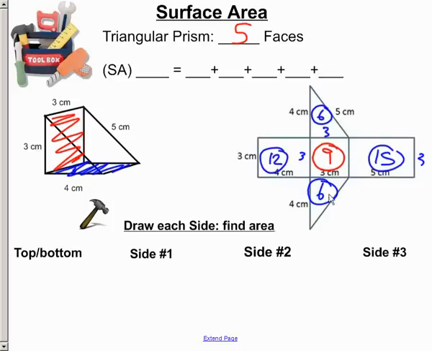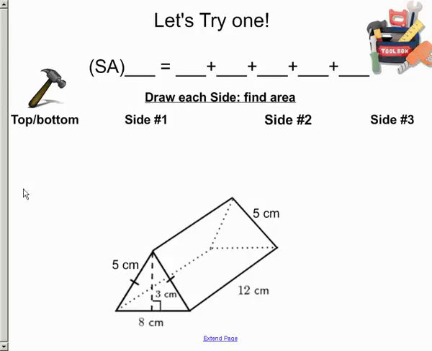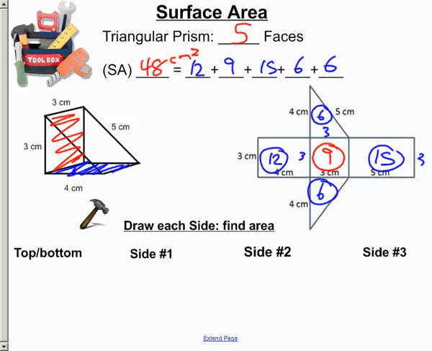So now I'm just going to add those sides together, and it's going to be 12 plus 9 plus 15 plus 6 plus 6. And I will add those up, and I get 48 centimeters squared. All right, let's just try one more together here. Oh, and I forgot to show you the shortcut.